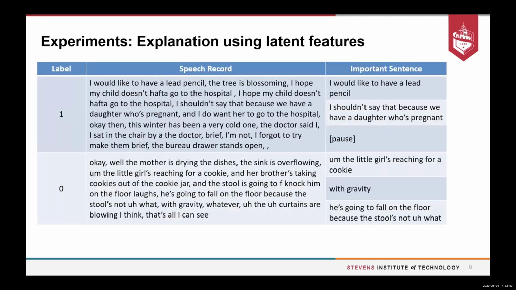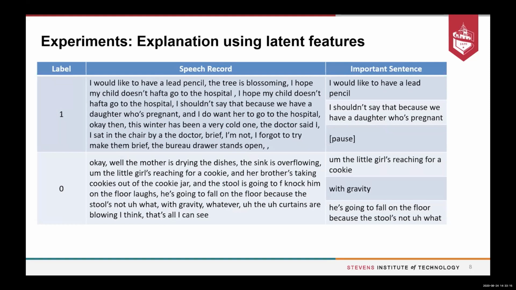In this work, we also provide multiple explanations. First, explanations using latent features. In this table, we provide two records in the test dataset. Label 0 indicates that the description was given by a healthy individual, and label 1 indicates that the description was given by a patient. In each of those examples, the unified C-attention FT embedding network classified the records correctly.